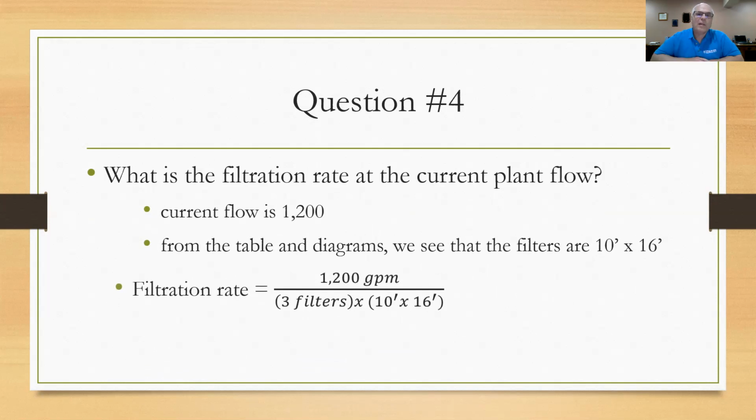When I take the filtration rate, I'm going to take the 1,200 gallons per minute and divide it by the fact that 3 filters are online. They are each 10 by 16. So it's 1,200 gallons per minute divided by 3, divided by 10, divided by 16. And I come up with a filtration rate of 2.5 gallons per minute per square foot. Hope you did well on that. Let's move to question number 5.